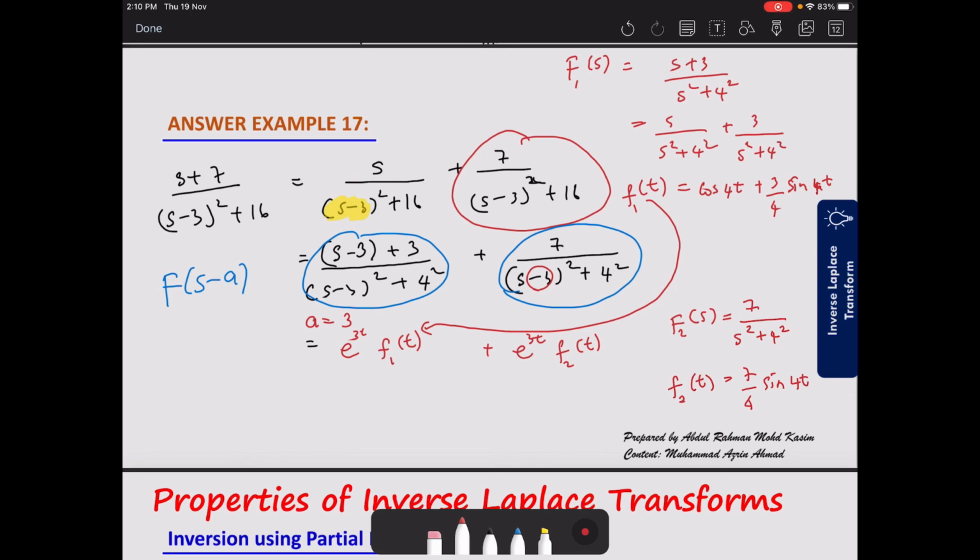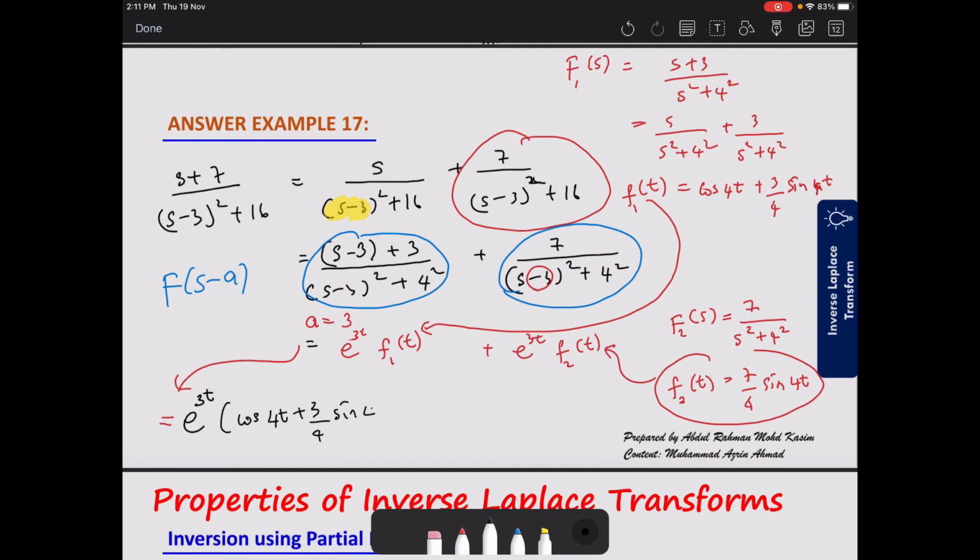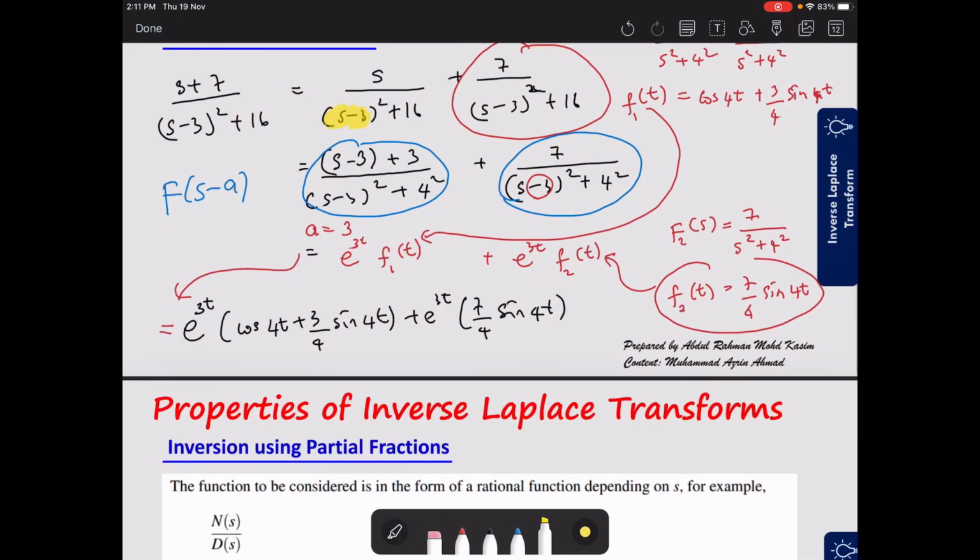So now you will collect this answer. You may refer to this one and put this one, and then what is the answer you will get? It's equal to exponent 3t, and then your ft over here is cos 4t plus 3 over 4 sine 4t, plus exponent 3t times 7 over 4 sine 4t. So you may simplify because we have the same term over here and here.